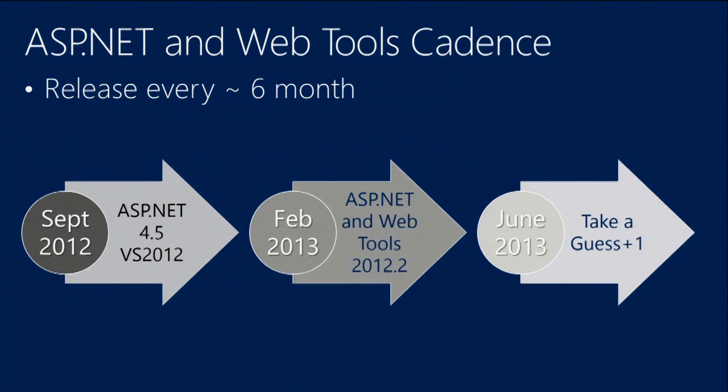If I look at my team, we ship really, really often. We just shipped a release in September of 2012. That was the VS 2012 release. And then about 6 months later, February came along, and we released what we call 2012.2, and I'll highlight the features that are in that in a second. And now we're in June, and we're going to come out with the next round of our stuff. So that's my team's goal: the web is constantly changing the way you build apps. Libraries like Bootstrap and Angular come out all the time, and we want to make these things available to our customers as soon as possible.